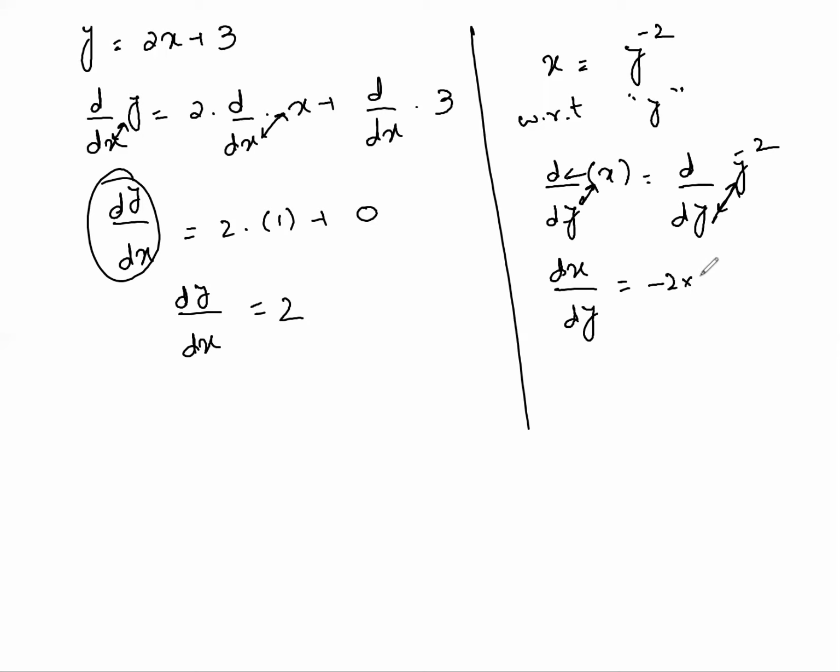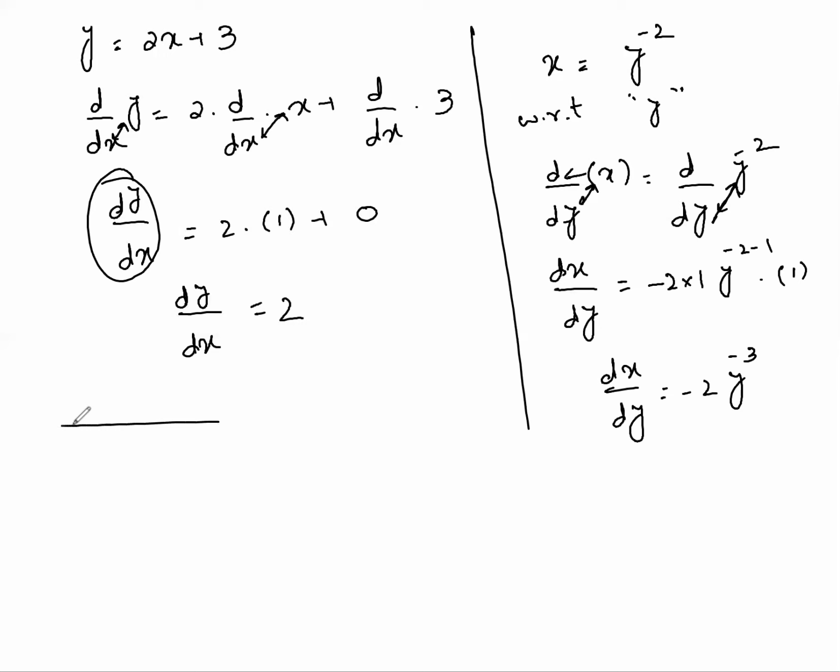Minus 2 will multiply with the coefficient of the variable, and we subtract 1 from the power, and the derivative of the base y is 1 with respect to y. So dx by dy was minus 2 y raised to power minus 3.